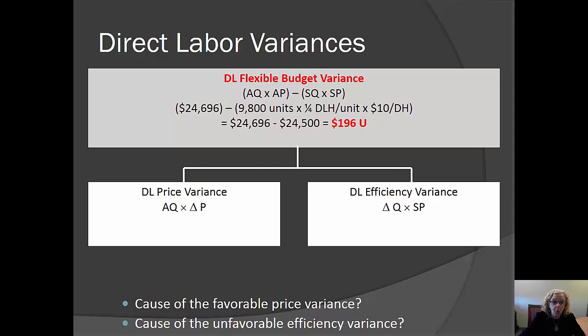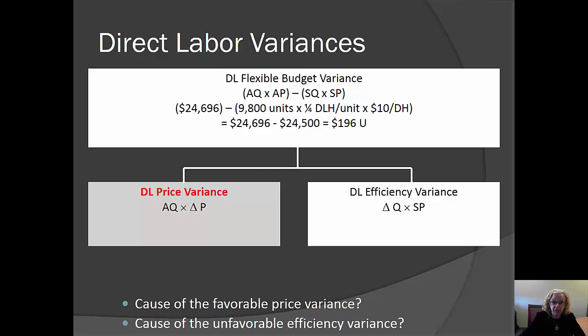Now we need to disaggregate that variance, break it down into its components in order to understand why this happened. One component is the direct labor price variance. That is the difference between the actual price we paid and the price that we expected to pay for the actual quantity of labor that we used. This variance is usually called a price variance. It's sometimes called a rate variance.